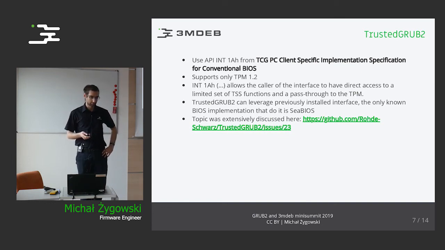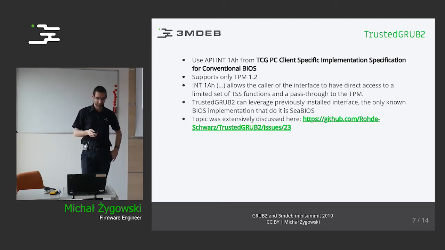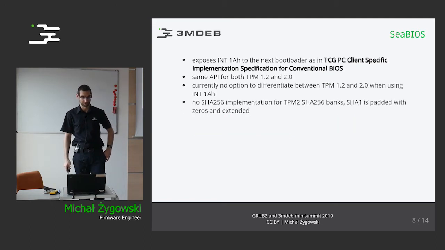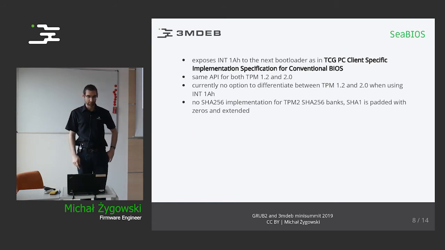Yes, and there was one topic which extensively discussed the TPM2 support for the Trusted GRUB. However, the creator or maintainer of this project said that he won't do that because he doesn't have enough time to do that. So SeaBIOS, like I said, exposes those APIs, but for now it doesn't do SHA-256 implementation, so it only calculates SHA-1 hashes and extends them in TPM 1.2.